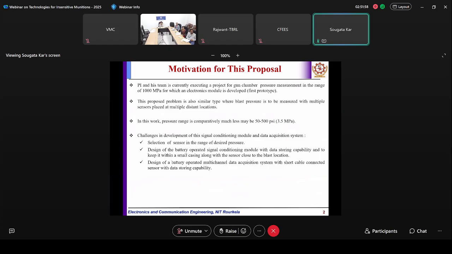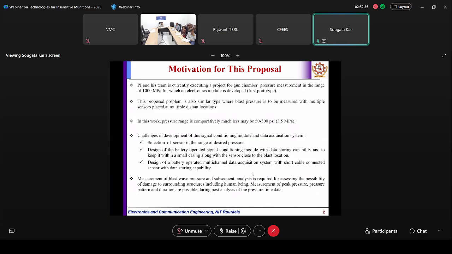Also, if we want to build a multi-channel data acquisition system, with 4 or 8 or maybe as per the requirement, the number of channels. If we want to place the data acquisition system close to the blast location, maybe a few meters away, short cables will be connected to the sensors, and those cables will come to the data acquisition system, and it will acquire the multi-channel data. And then from the data acquisition system, we will be able to recover the data.